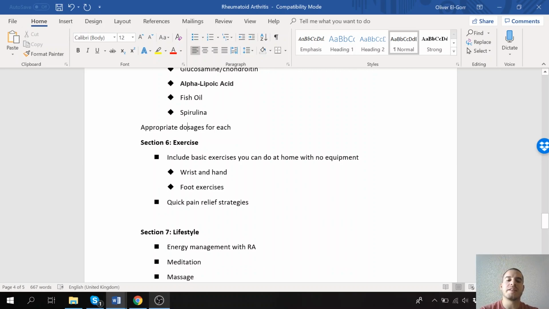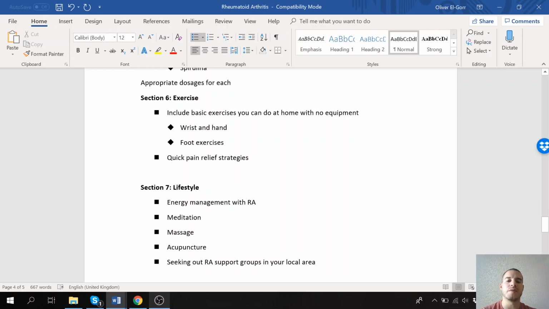Next section, exercise. Basic exercises you can do at home with no equipment. This is more specific than just saying I want a section about exercise, especially wrist and hand exercises, because once again, through research, I found out that most of the pain in rheumatoid arthritis sufferers is in your wrists and hands. And obviously, you do a lot with your wrists and hands all day long, so it's going to be important to know how to undo that. No equipment. These people are often elderly and they live at home without any gym equipment and they can't get to a gym. So once again, just more specific, getting a book that is right for the customer.